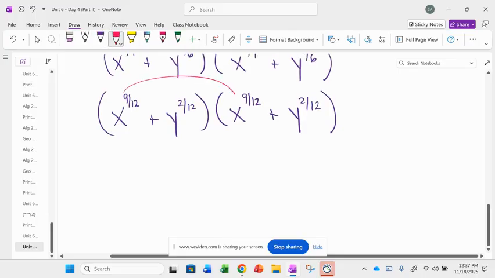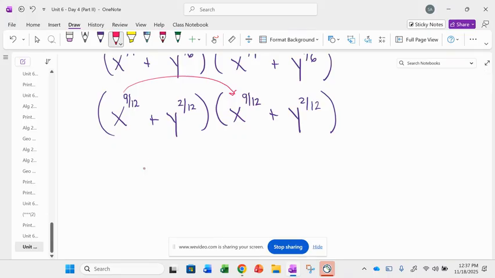So x to the 9/12 times x to the 9/12 is going to be x to the 18/12. I'm going to leave it like this until the end. X to the 9/12 times y to the 2/12 is going to be x to the 9/12, y to the 2/12, right? Just multiply them together. Why am I not adding their exponents? Because their bases are different, exactly. So we just put them next to each other to show multiplication.